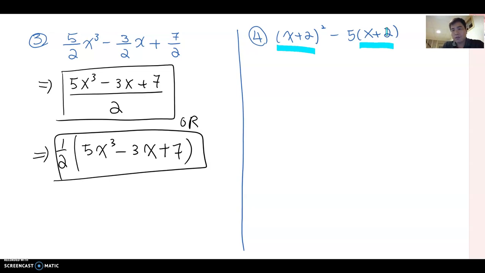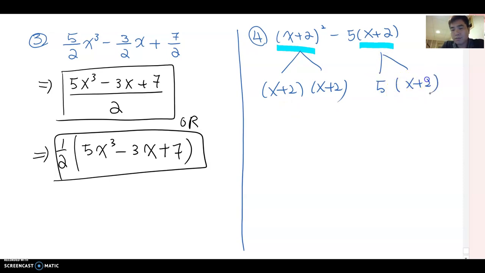So let's think about a little bit different approach. What does x plus 2 squared mean? Doesn't that mean x plus 2 times x plus 2? And then this means 5 times x plus 2. So now we can say this x plus 2 is already a common factor. Then why don't we factor by this factor?